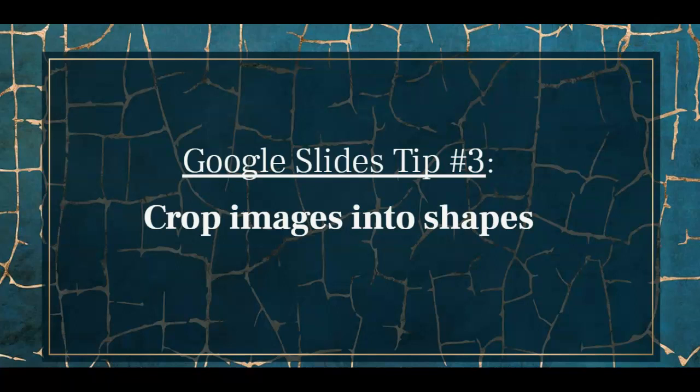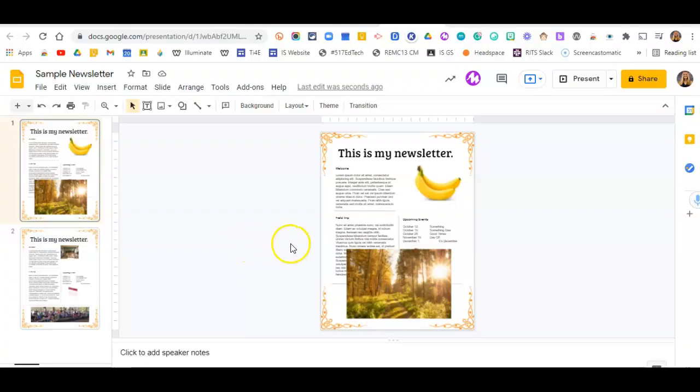For the next tip, I'm going to show you how to crop an image using the crop tool into a specific shape. So you can make your images not just the normal square rectangle, but actually circles, rectangles, whatever you want. So what I'm going to do is I select the image, and once I select an image, I go up to the toolbar and this little crop tool pops up.